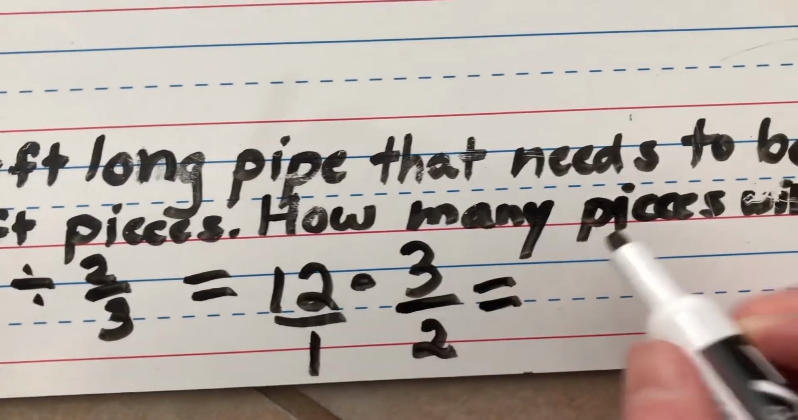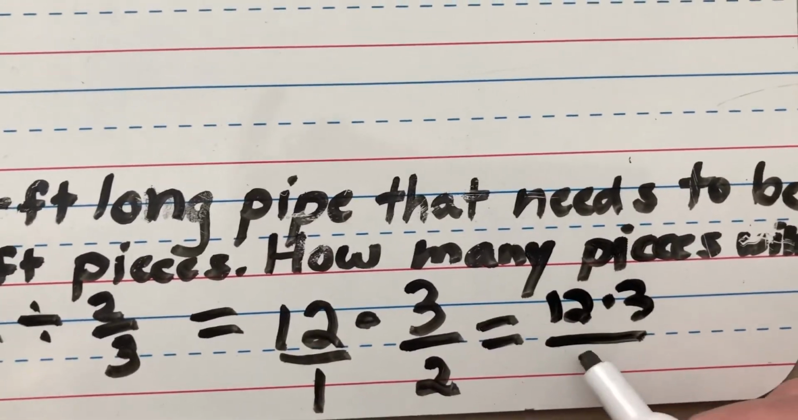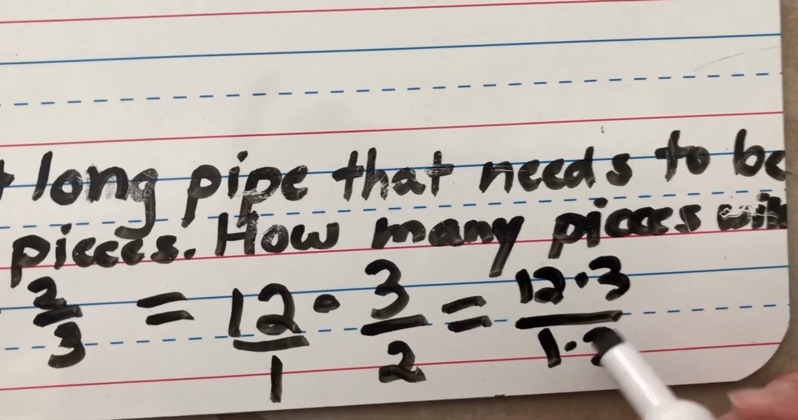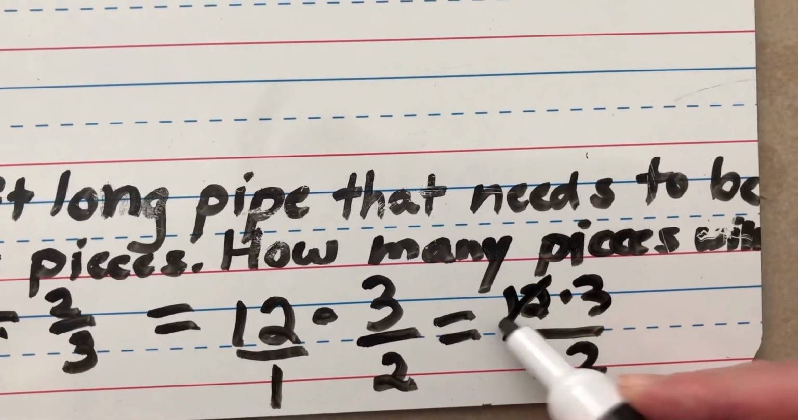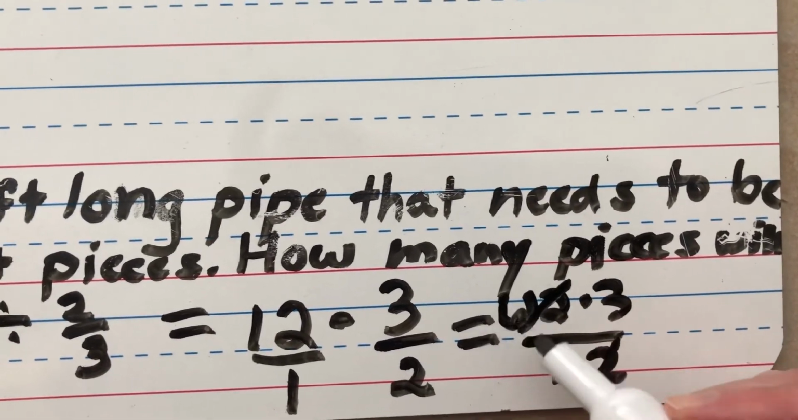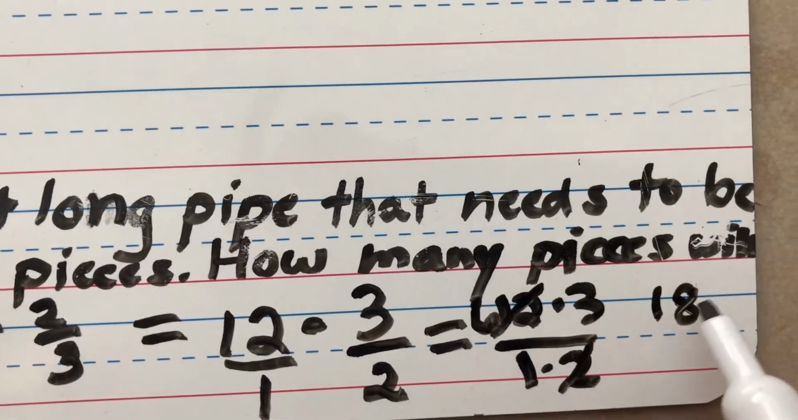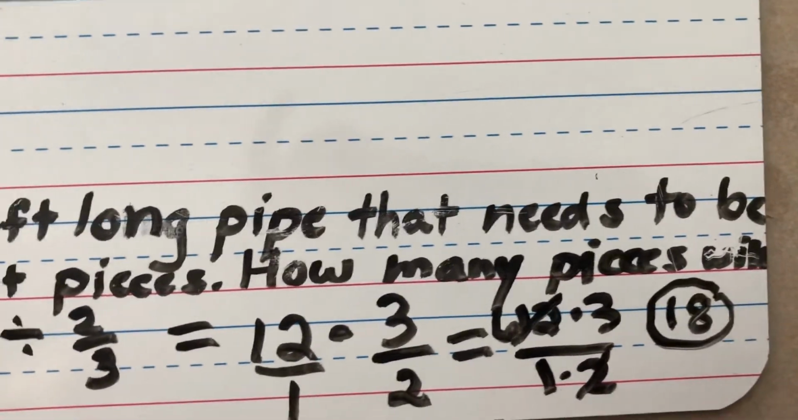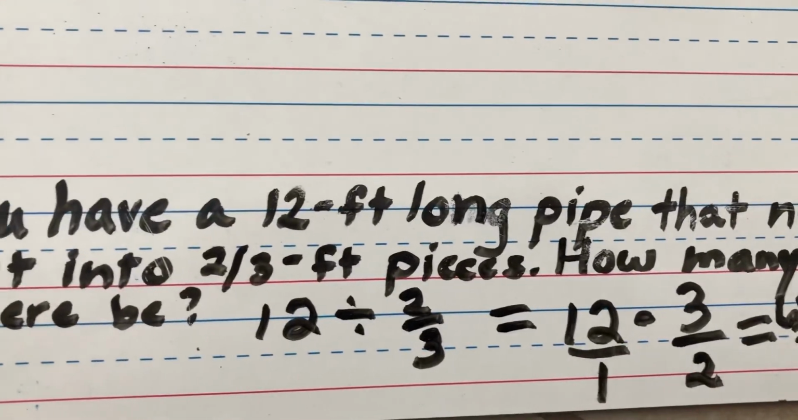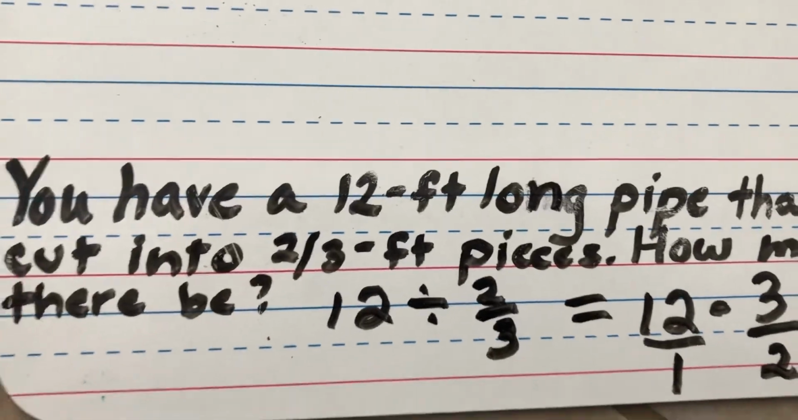Now I can do 12 times 3 in the numerator. I can do 1 times 2 in the denominator, but before I get a bigger number here, I can do 12 divided by 2, which is 6. 6 times 3 is 18. 18 divided by 1 is 18. So there are 18 pieces that are each 2/3 of a foot long that can fit into a 12-foot long pipe.